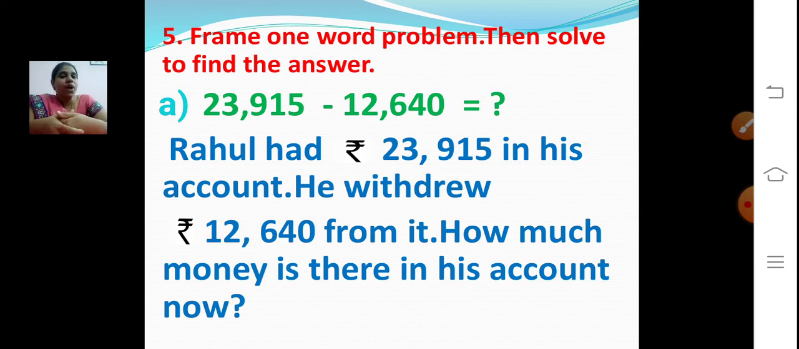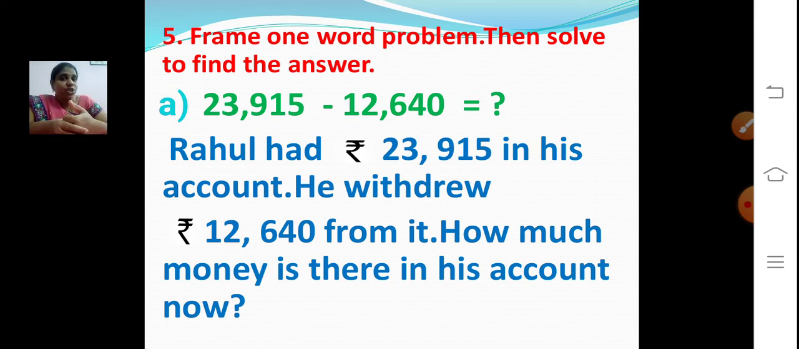Yes. So now the question is 23,915 minus 12,640. Now, Rahul has some amount of money, say 23,915, in the bank. How much money does he have in the bank account now? 23,915. Next day he wants to buy something, so he took some money. He has withdrawn some money from the bank.